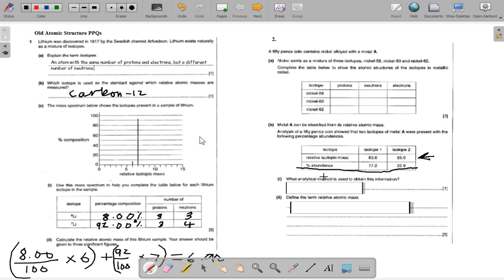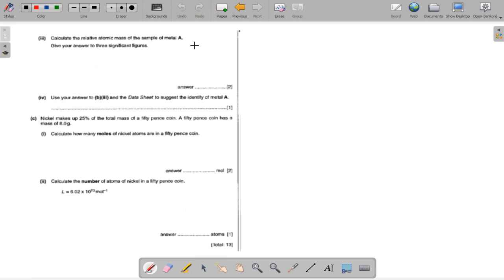So what they actually want to ask you is, what is an analytical method used to obtain the information, and what is the term relative atomic mass? And if we look at the next part of the question, we need to calculate the relative atomic mass of the sample of metal A, and we need to give the answer to 3 significant figures. We need to find the identity using a yellow datasheet that you can download off the internet, or you should get paper copies from your lecturer. If you do not have one, then go get one.